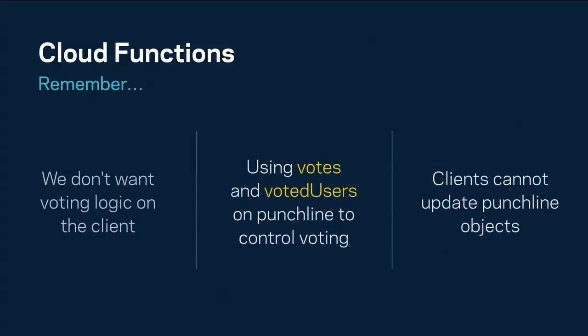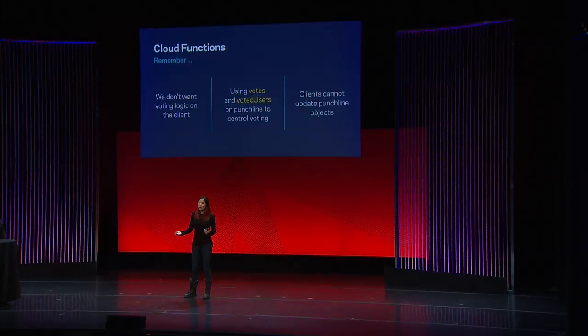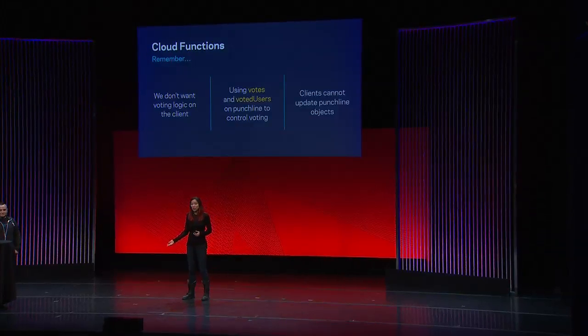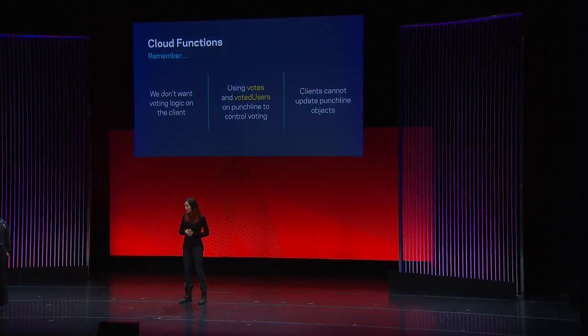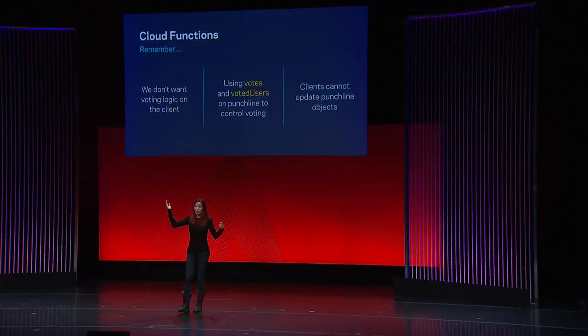Cloud functions. Remember that Cloud Code is really ideal for logic that you want to take out of the client and put into a space controlled by you. Voting here is a really ideal example of this. We don't want that code on the client. Malicious users might try to find some way to reverse engineer our voting logic and upvote their own punchlines. Throw our whole system out the window.